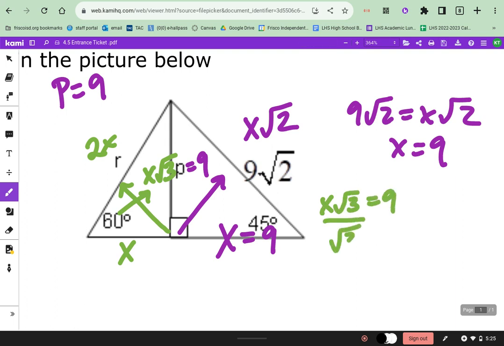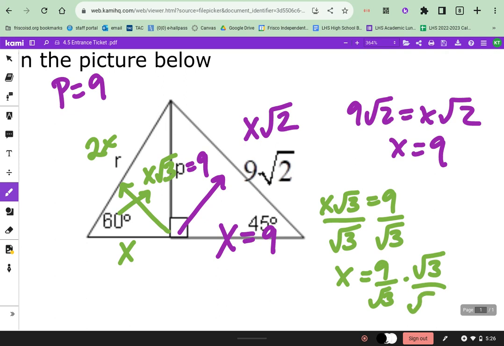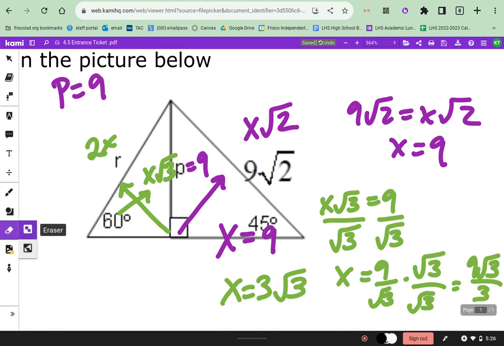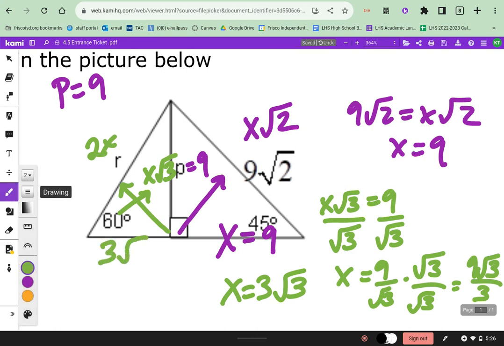So divide by the square root of 3 on both sides. X equals 9 divided by root 3. We're going to rationalize root 3 over root 3 to get 9 root 3 over 3, or x equals 3 square root of 3. So the bottom of this triangle is 3 square root of 3, which means if that's x and r is 2x, it means that my r side is 2 times that, or 6 root 3. So r equals 6 root 3.